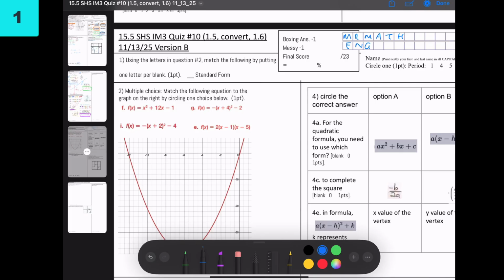Alright, hey guys, let's go over Integrated Math 3 Quiz 10 1.5 vertex form. Converting between the forms and getting equations from the graph, and 1.6 quadratic formula, November 13, 2025, version B.